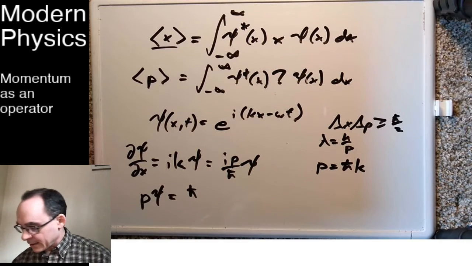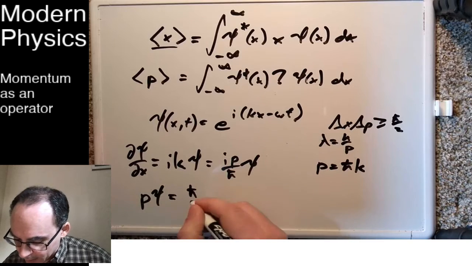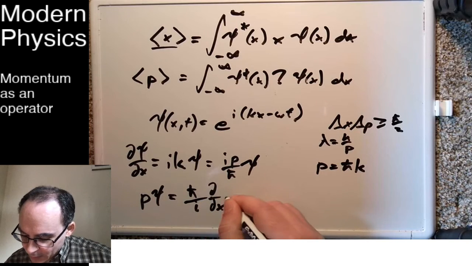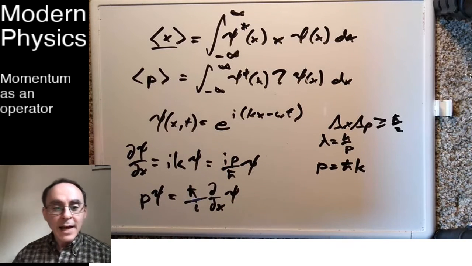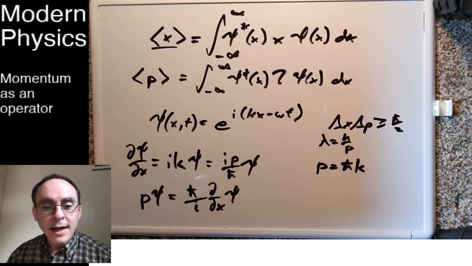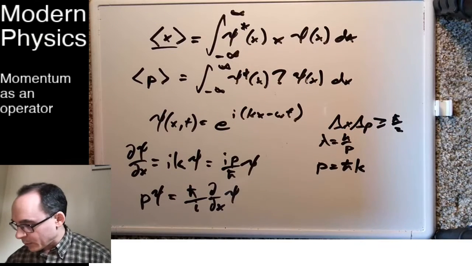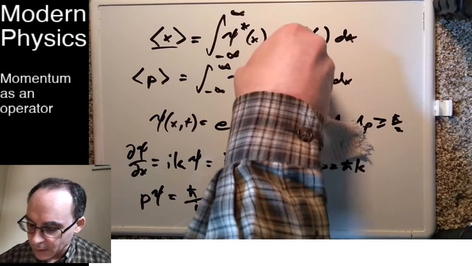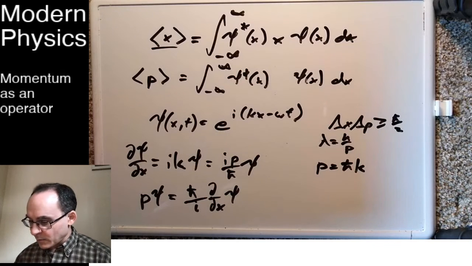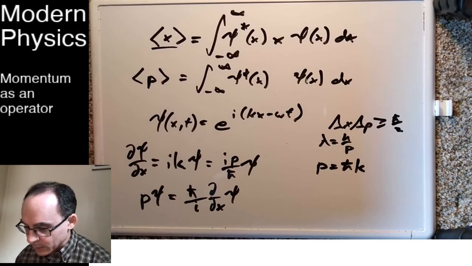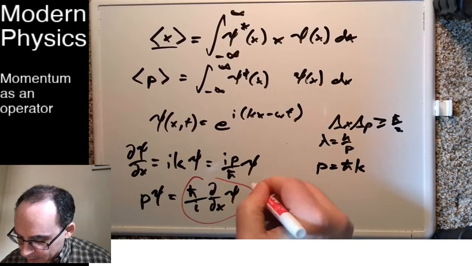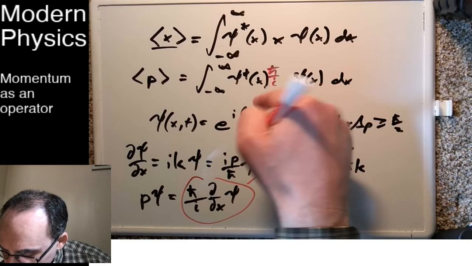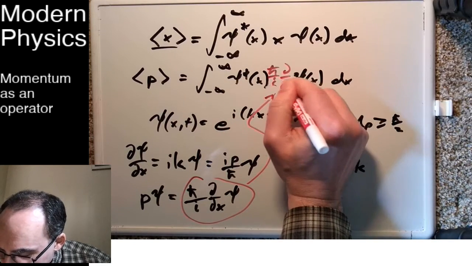i. H bar over i times partial by partial x of the wave function. So that, in fact, is what we're going to plug in here, where I put this question mark, for how we find momentum. So we call this an operator, because it's not just a number that you multiply by the wave function. You actually have to take a derivative here. But you take this and you stick it in here, and so you just have an h bar over i d by dx.